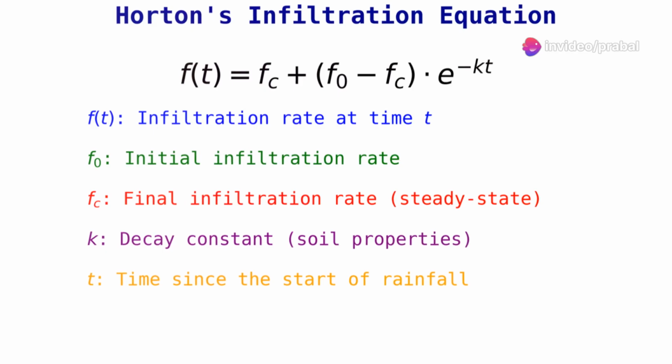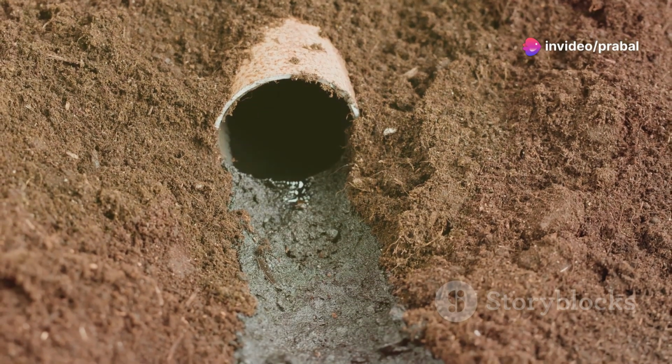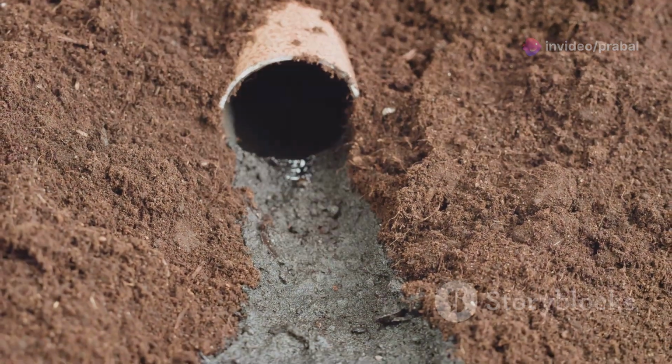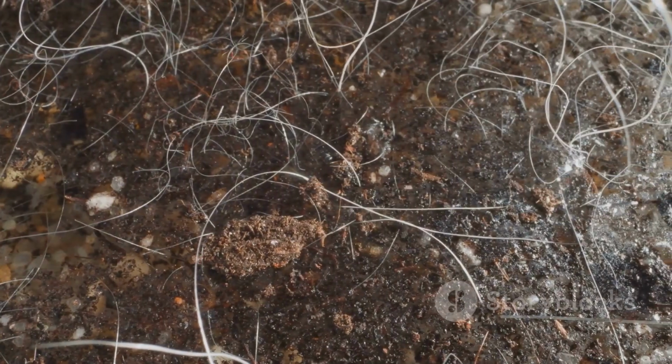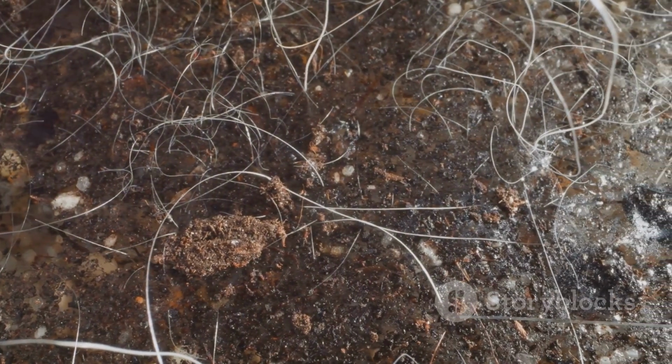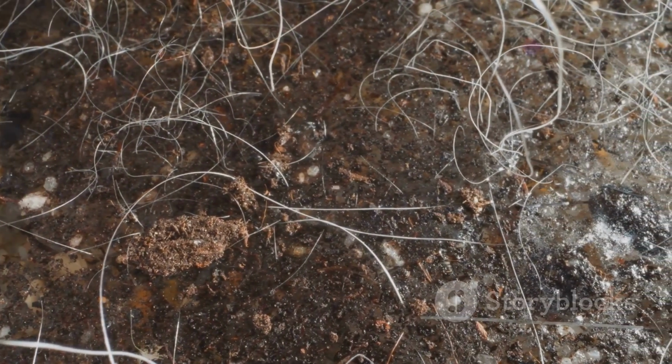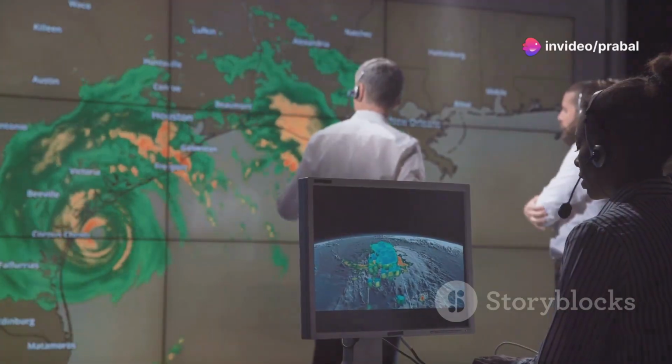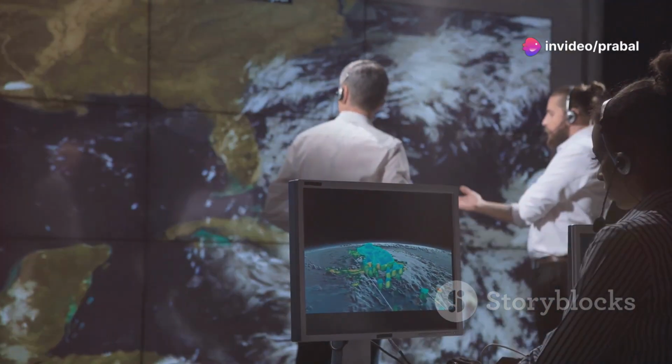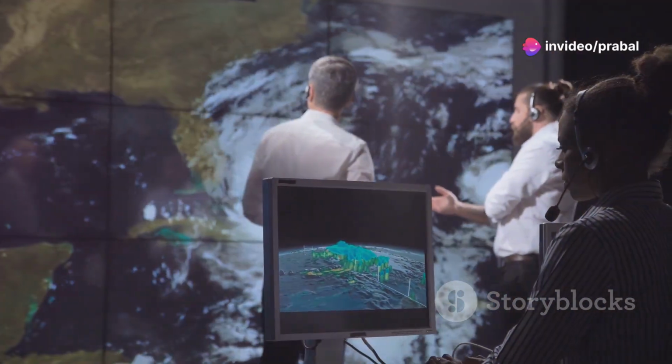Initially, the infiltration rate is high as dry soil absorbs water quickly. Over time, the rate decreases and stabilizes as the soil becomes saturated. Horton's equation helps predict infiltration under various conditions and is widely applied in hydrological modeling.